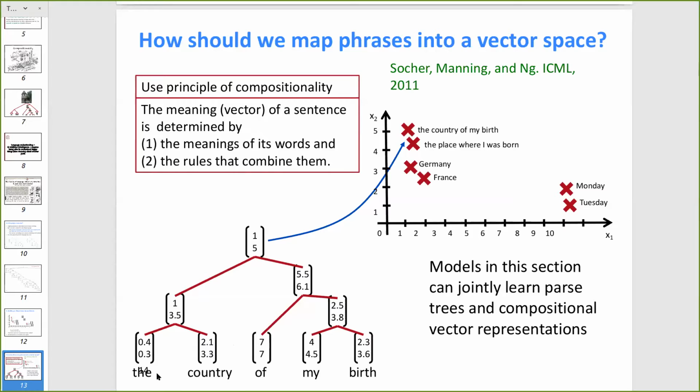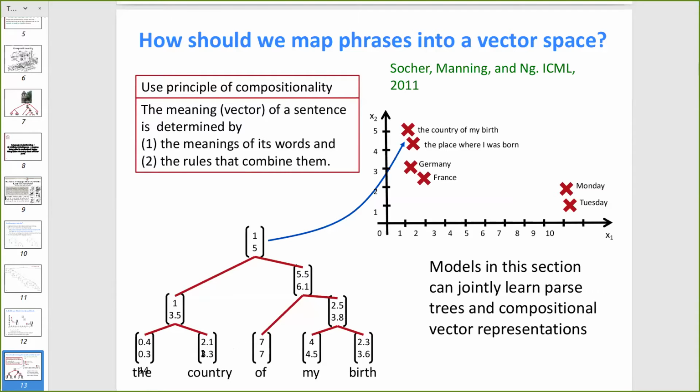But in this case, we start at the bottom. We have our words, our input, the sample example sentence, the country of my birth. And what we're doing here is, as usual, we get started by getting the word embeddings for every word. So the word the has its own word embedding, and the same goes for the other words as well, like country of my birth.